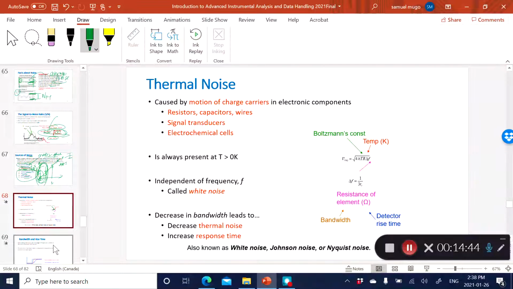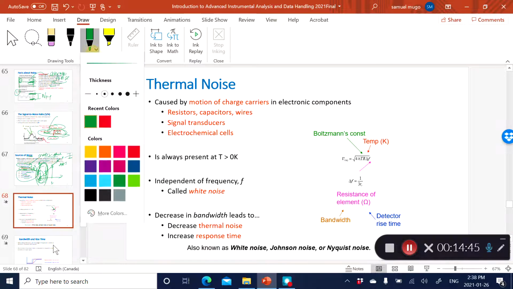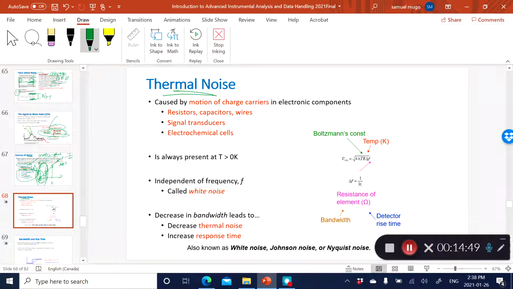So thermal noise is one of the most prevalent noises out there that comes from the instruments. And thermal noise is caused by the motion of electrons moving within the electrical components of the instrument. Instruments comprise, obviously, cables. They comprise capacitors, resistors, and things like electrometers and so on, which are a combination of all these types of devices, resistors, capacitors, and so forth.